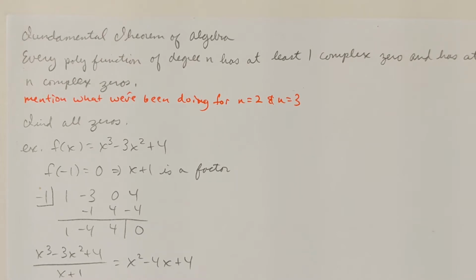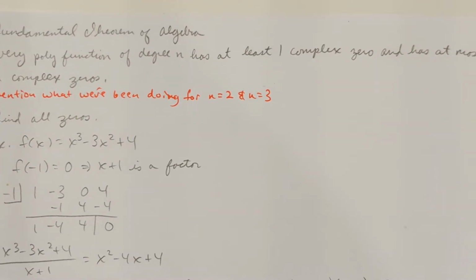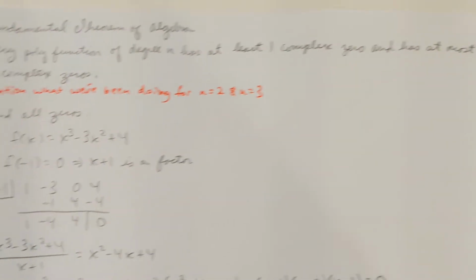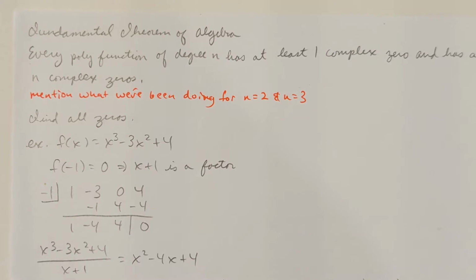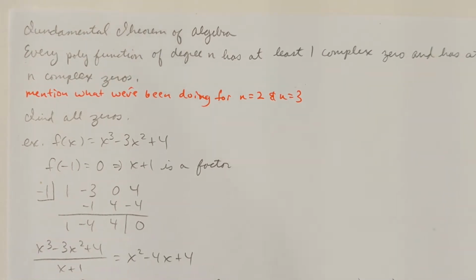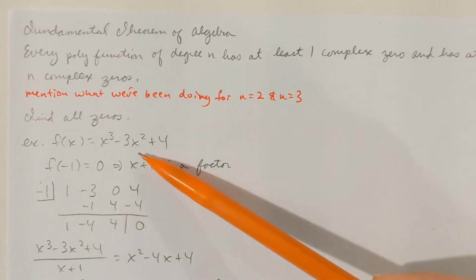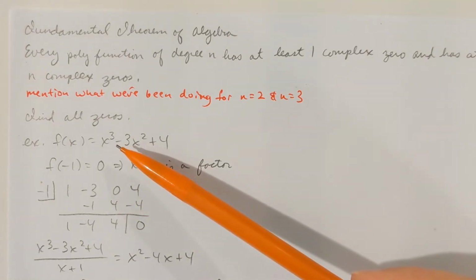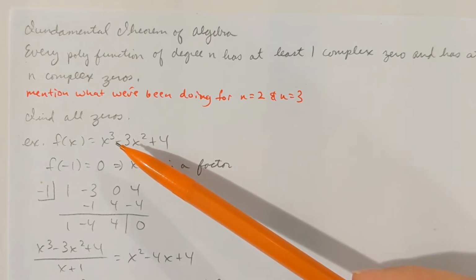We're in 4.4 and 4.5, and the fundamental theorem of algebra says that every polynomial of degree n has at least one complex zero and has at most n complex zeros. This theorem is basically saying that if you just simply look at the degree of the polynomial, you'll know right away how many zeros there are. So a degree 3 polynomial means that there'll be 3 zeros. A degree 4 polynomial means that there'll be 4 zeros, etc.